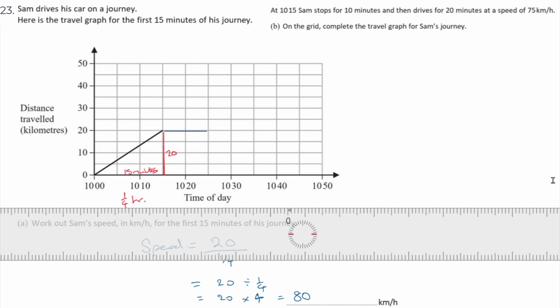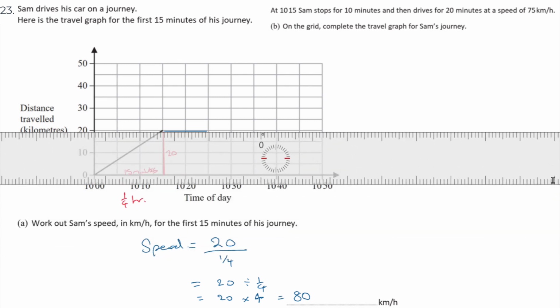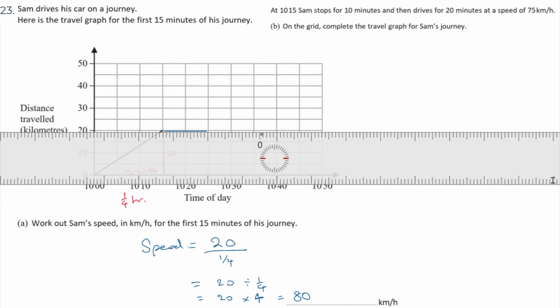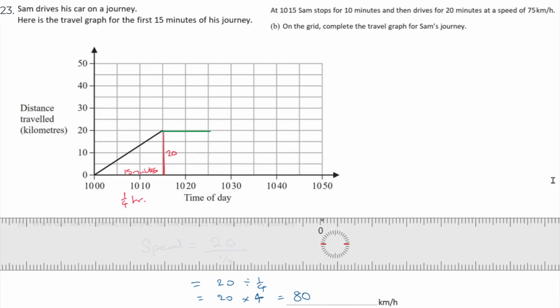Okay, and then maybe I'll do it in green so it stands out a little bit more. Let's just try that again. Does that stand out a bit more? Hope so. So yeah, from 10:15 to 10:25 he's standing still, and then for 20 minutes after that, which will take me to 10:45, he is going to be traveling at 75 kilometers per hour.